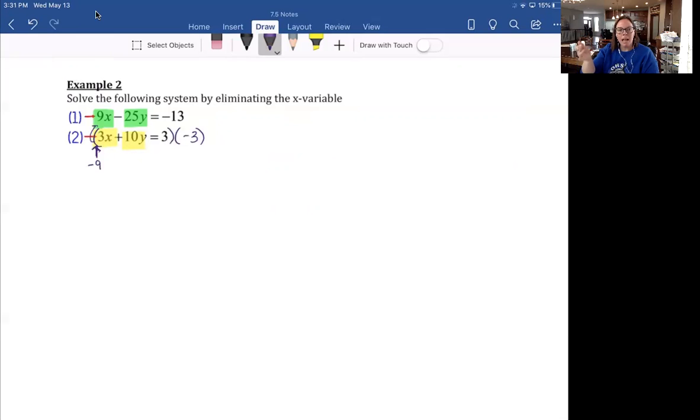When I multiply, I have to multiply every term in the equation because I have to keep it equivalent. I can't just change one term. I have to do this to all of them. So this is going to become negative 9x minus 30y equals negative 9. I changed the whole thing. And now I'm adding to it that first equation.